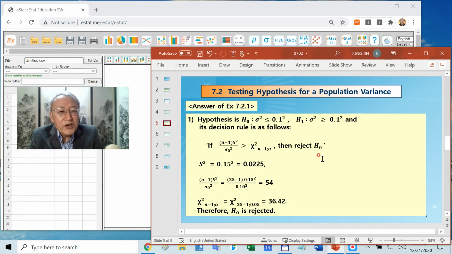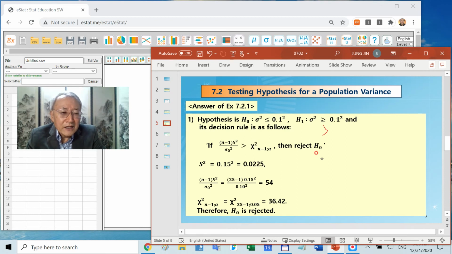The first thing you have to do is to set up the hypothesis. This is reasonable to write down as less than or equal, because if it is less than 0.1 squared, you can supply to the automobile company. The alternative hypothesis is greater than. Maybe you may say that it is just greater than. Well, in the case of continuous distributions, the equality sign is not so important.